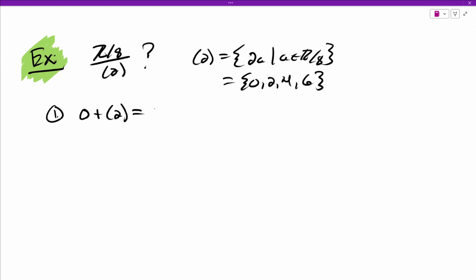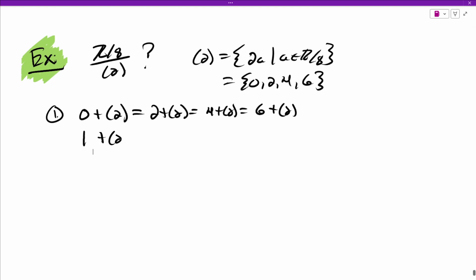So 0 plus 2 should be the same as 2 plus 2, should be the same as 4 plus 2, which should be the same as 6 plus 2, because all of 0, 2, 4, and 6 are in the ring, or sorry, in the ideal.